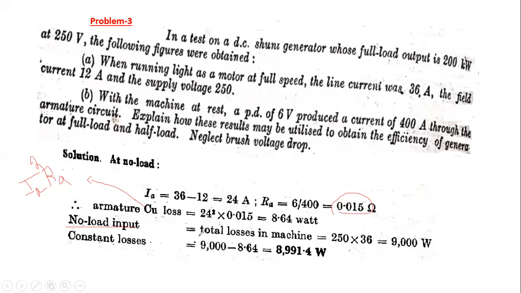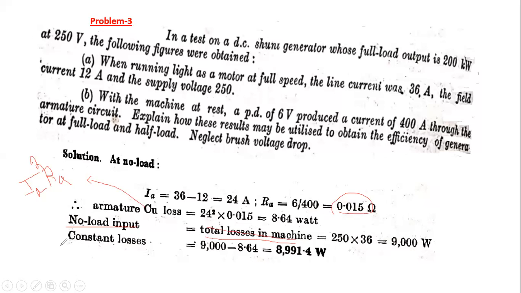Therefore no load input equals total losses. That is equal to 250, which is the supply voltage, V into line current IL. That is the input. Input is equal to 250 into 36, that is 9000 watts.